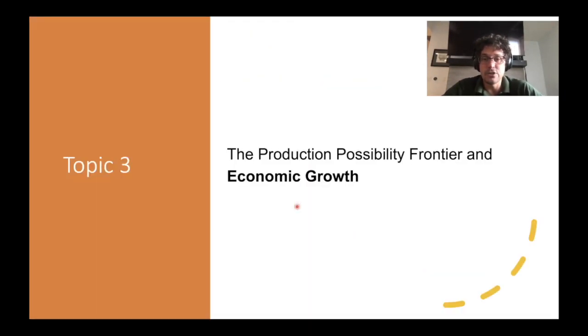So let us conclude our discussion by using the production possibility frontier in order to answer actually a very important question. Can we use this very simple model, which just tells us the maximum amount of two goods that you can produce given the amount of resources in the economy, in order to get insights about economic growth? And this is something that we are going to use, for instance, in chapter 12.